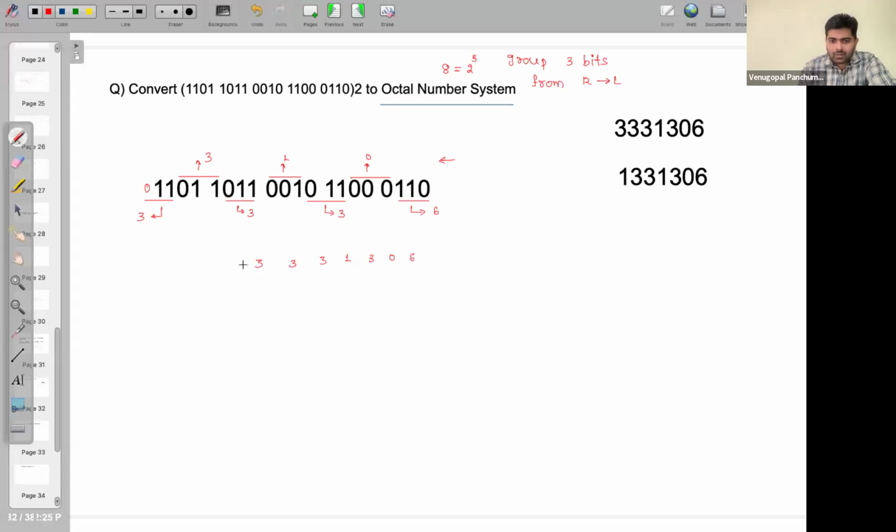6. So this is the final answer in base 8: 3, 3, 3, 1, 3, 0, 6. And this is the answer. So whoever is getting this, that is the correct answer. Please don't make calculation mistakes. That's the only thing I want to say.